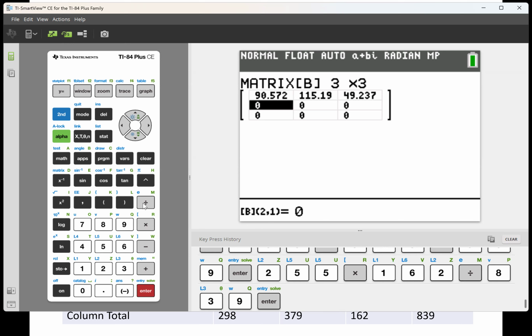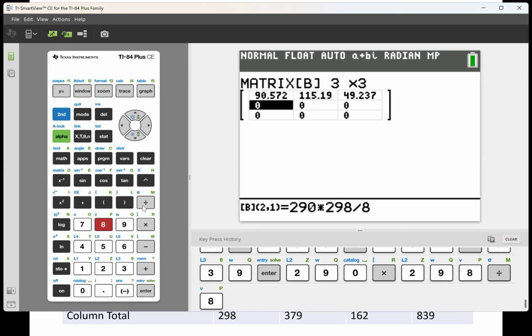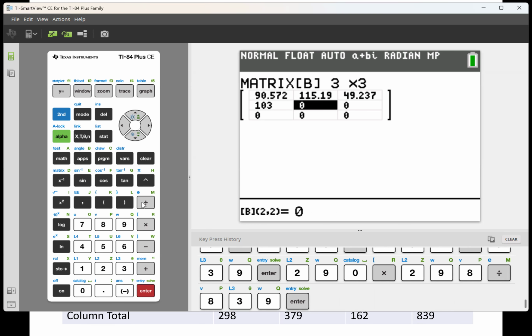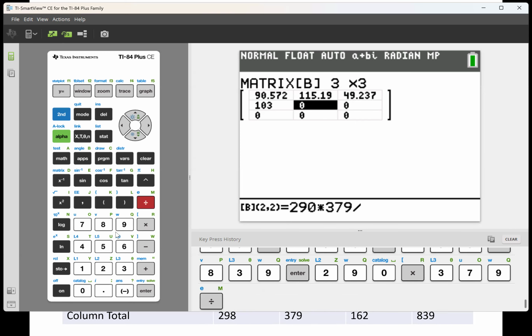The second row is four-year college students. We're finding the expected values. So the row total there was 290 times the column total of 298, divided by the total, which was 839. And then that second cell in the second row, we had the row total, which is 290, times the column total. The column total for that one was 379, divided by the total, which is 839.